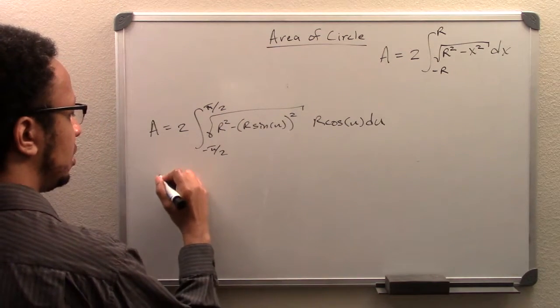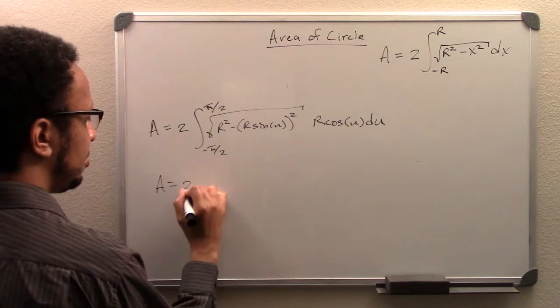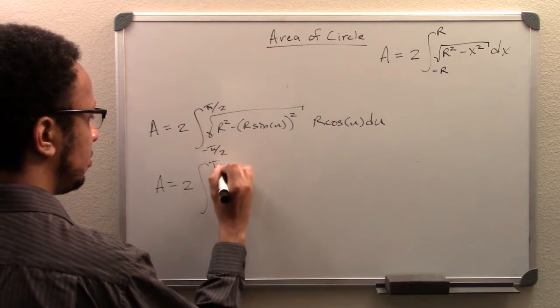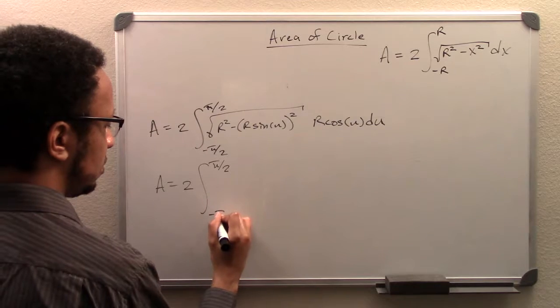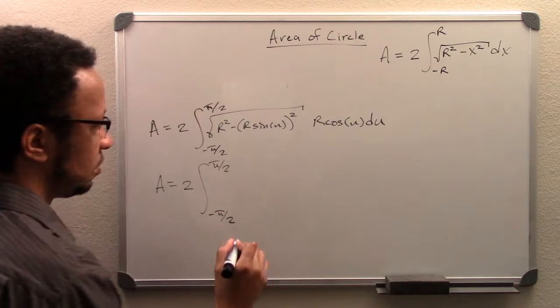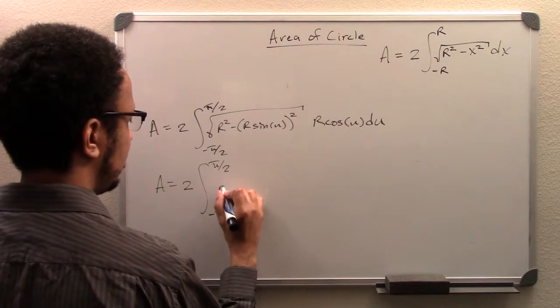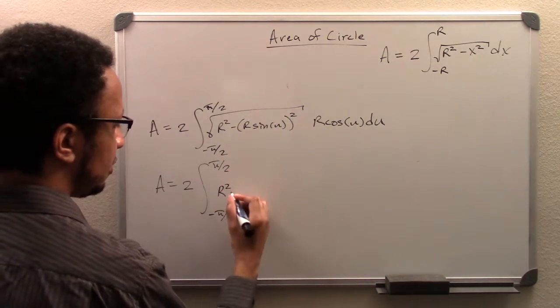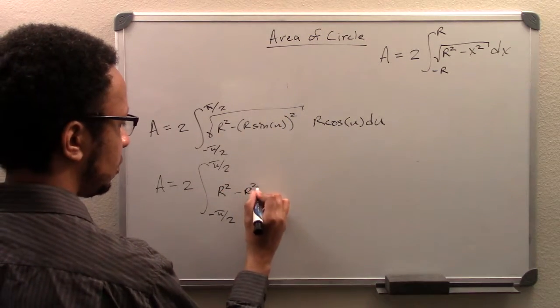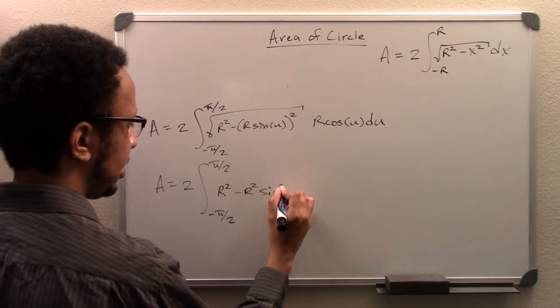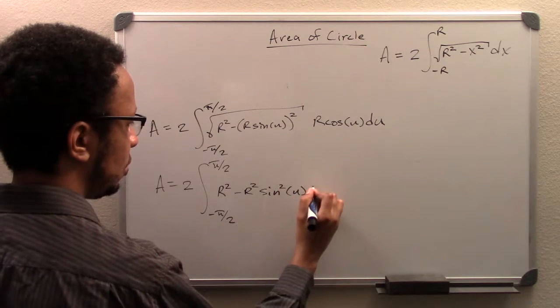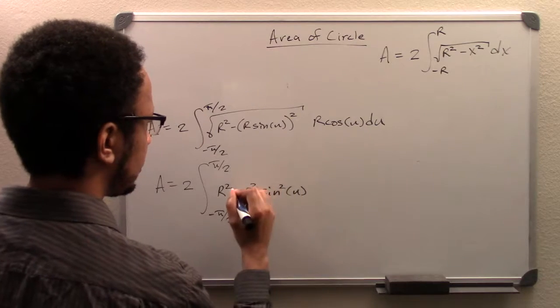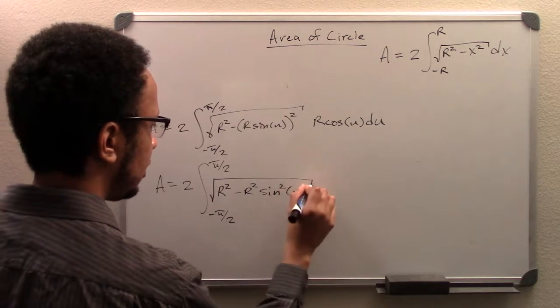And so we're going to go ahead through that, and we're going to simplify. And what do we have here? We have r squared. This is squared, right? So it's going to be r squared minus r squared sine squared of u. That's all under a square root.